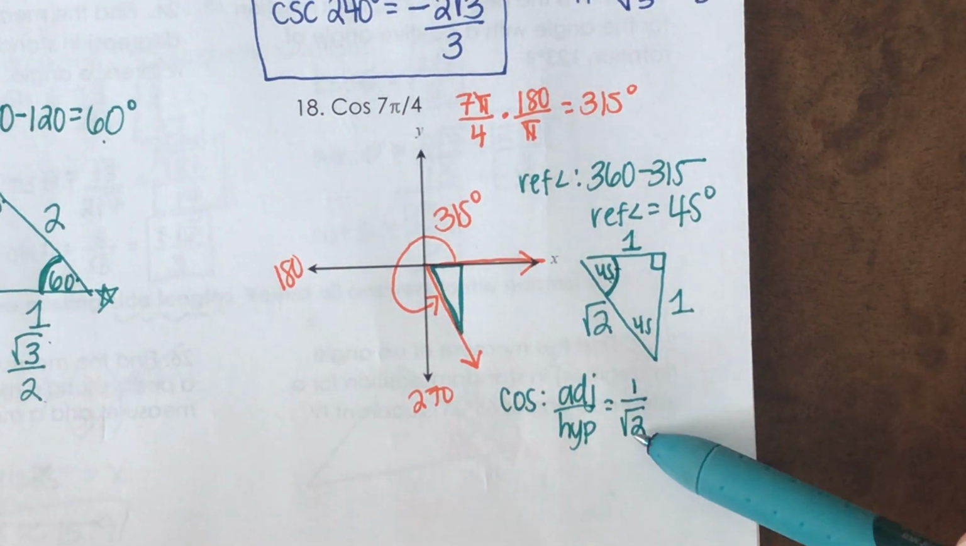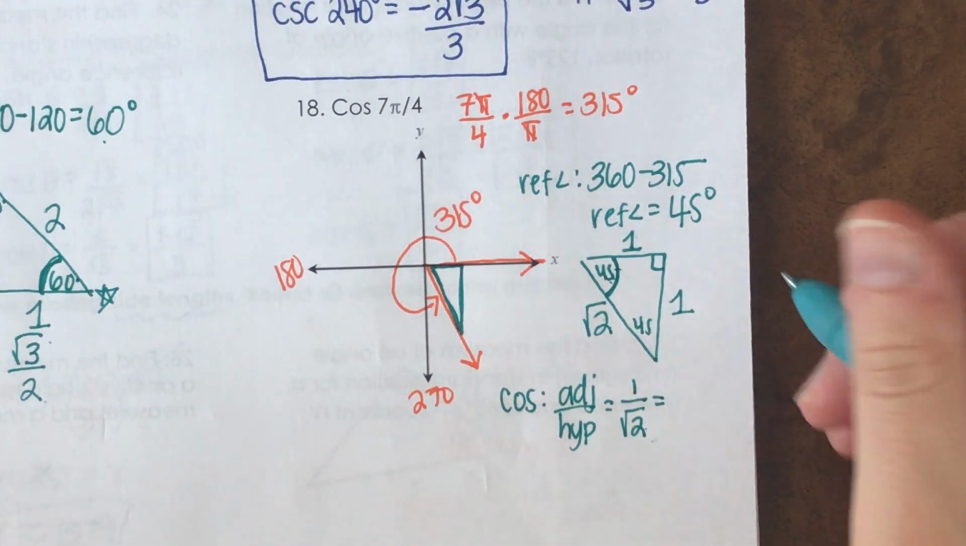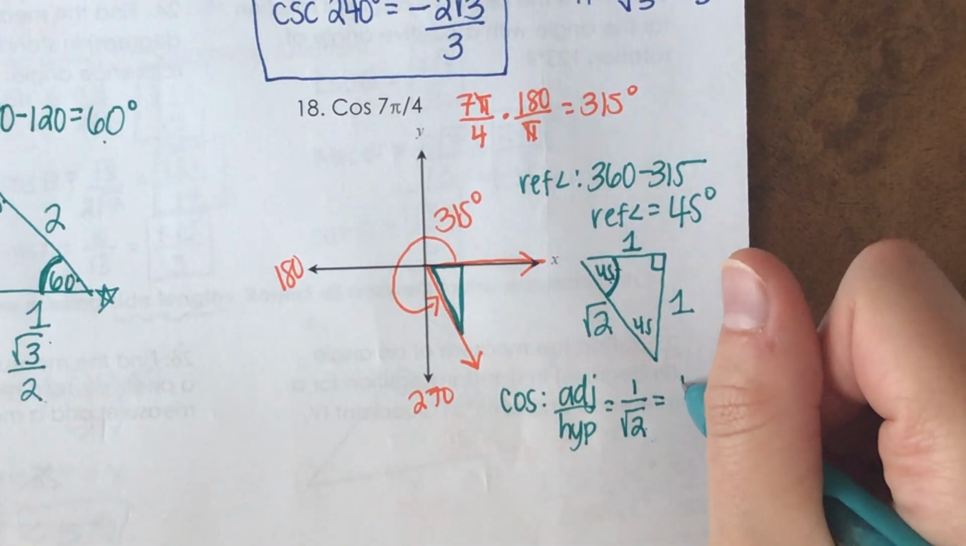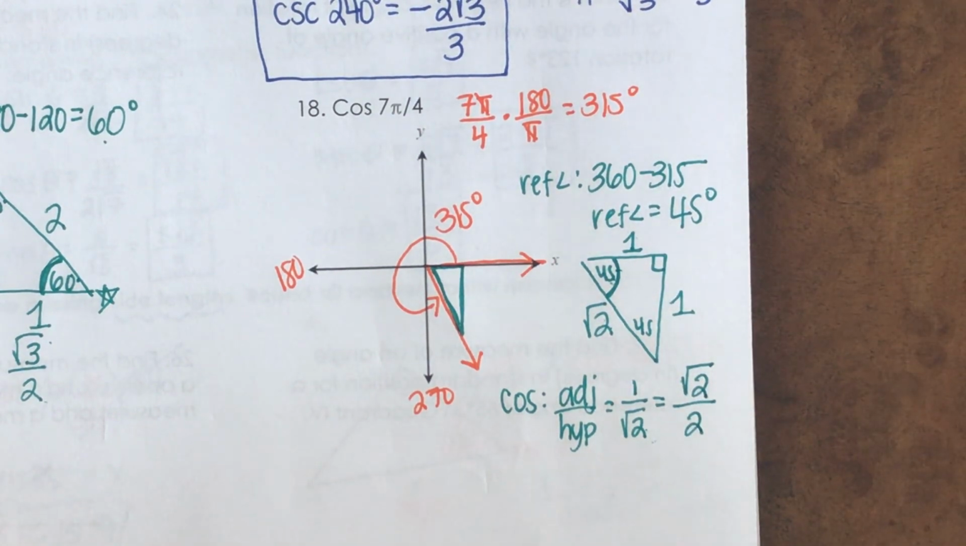Remember, I can't have a radical in the denominator, so I move it up, clean it up. So I end up moving it to the top. You don't really need the 1, so I'm just going to leave it as a radical 2 over 2.